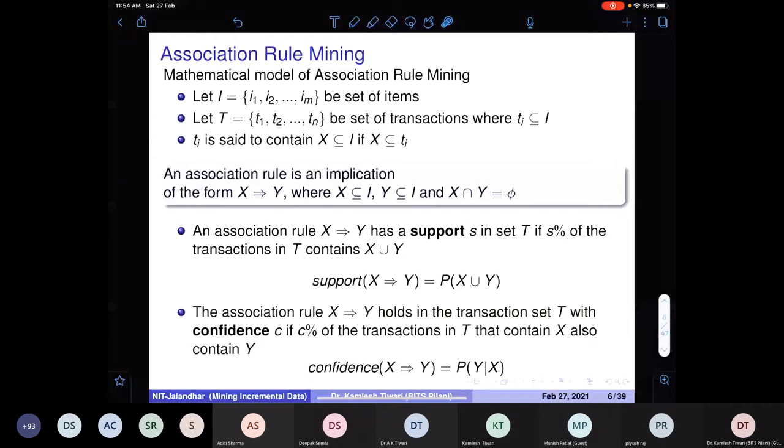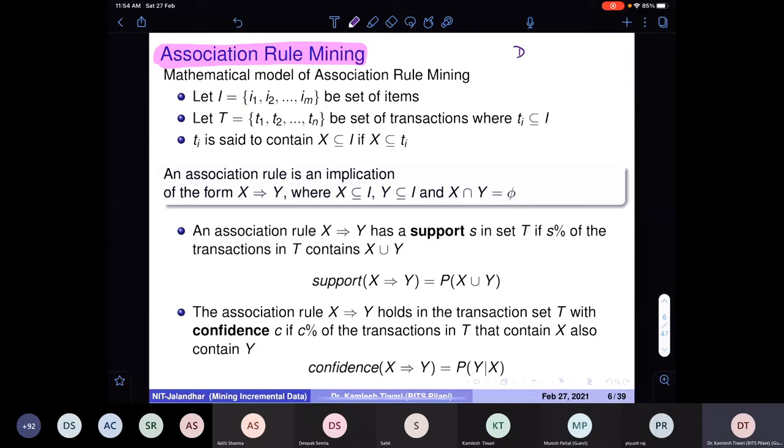So let us discuss a very important problem that people talk about multiple times in the data mining domain. It is called association rule mining. What is association rule mining? Association rule mining is actually a market basket analysis. Assume that there is a departmental store. Multiple things are there.